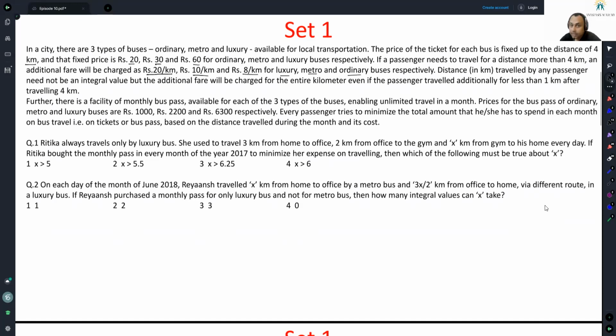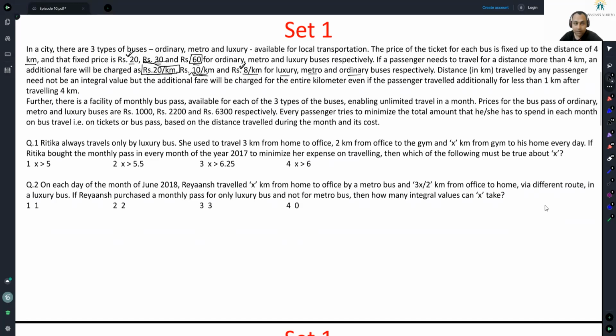Okay, pay attention. The question has gone ahead and changed the order. First it was ordinary, metro, and luxury. Now it is luxury, metro, and ordinary. So 20 and 60 are grouped, and 8 and 20 are grouped.